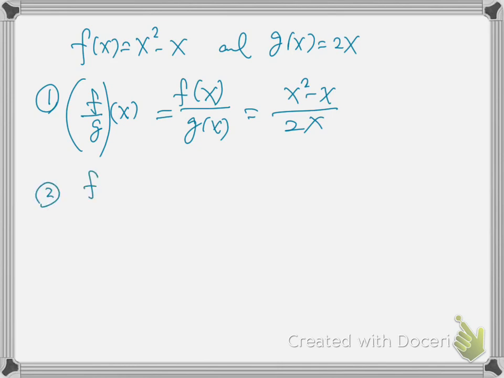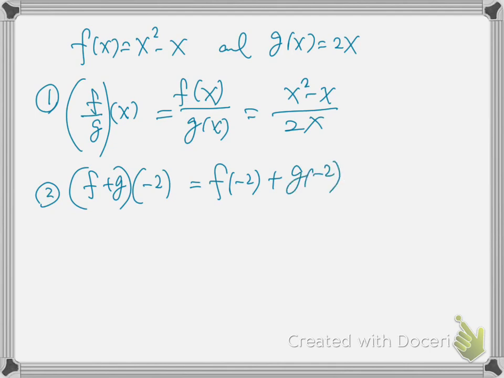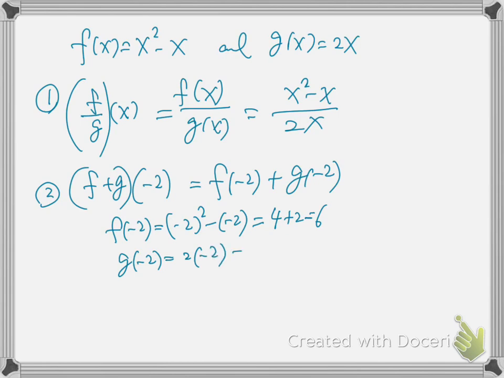So second one is f plus g of negative 2. So this means f of -2 plus g of -2. Just do them separately, right? So what is f of -2? This is -2 squared minus -2, which is 4 plus 2, 6. G of -2, this is 2 times -2, which is -4, right? Then we got 6 plus -4, 2, right?